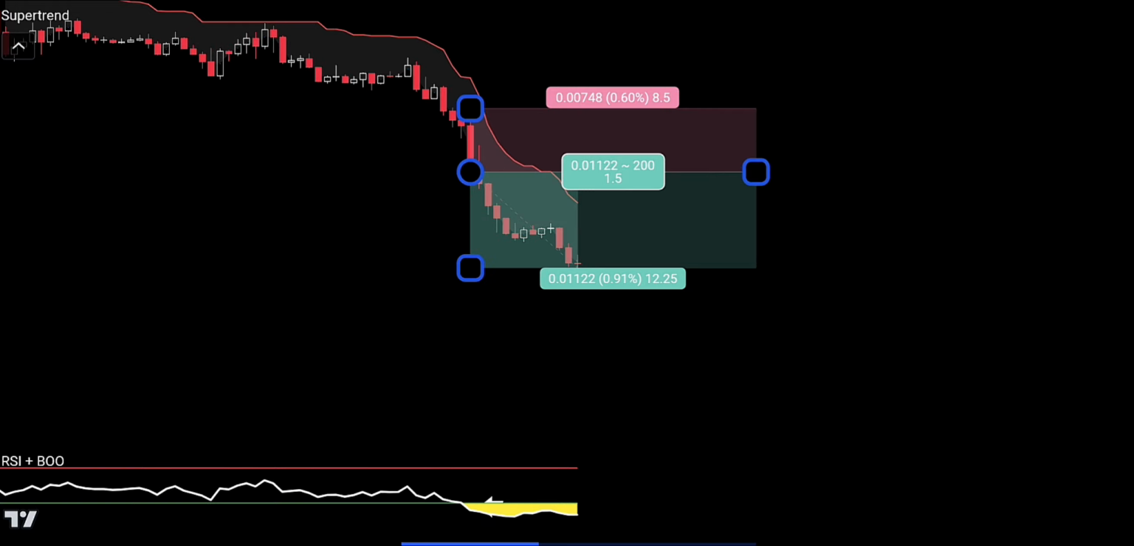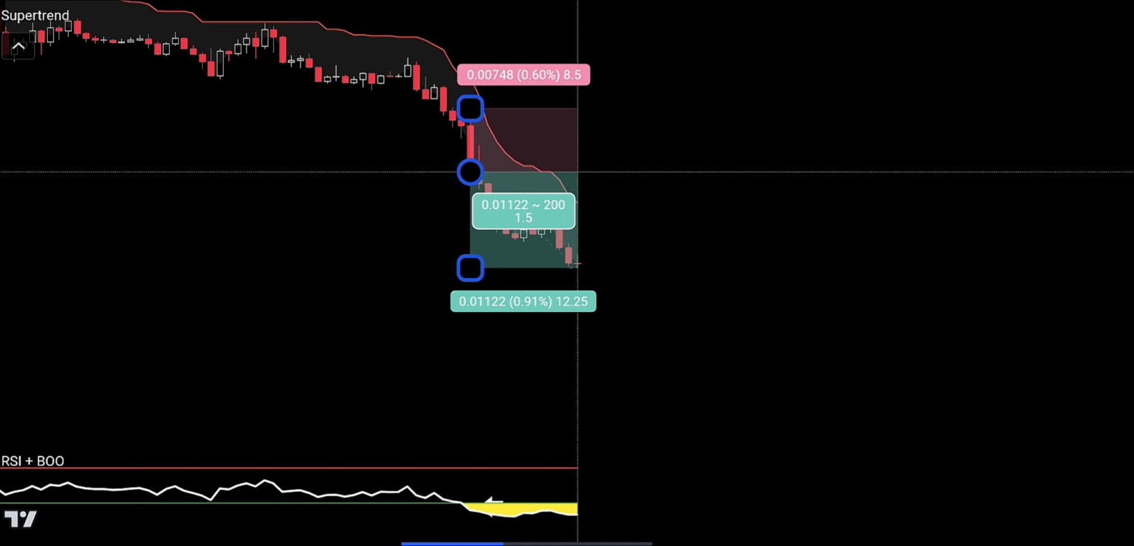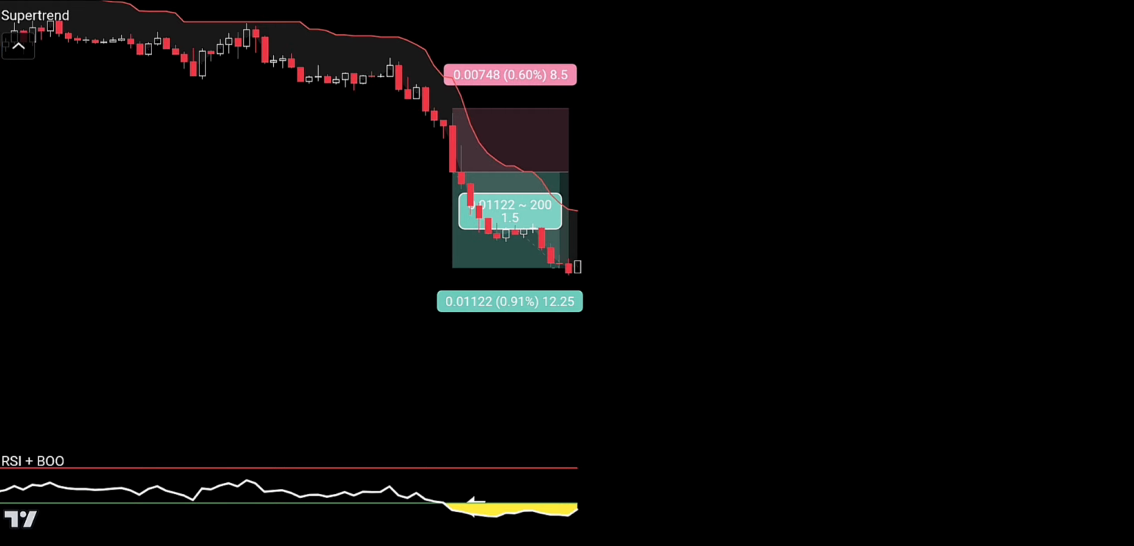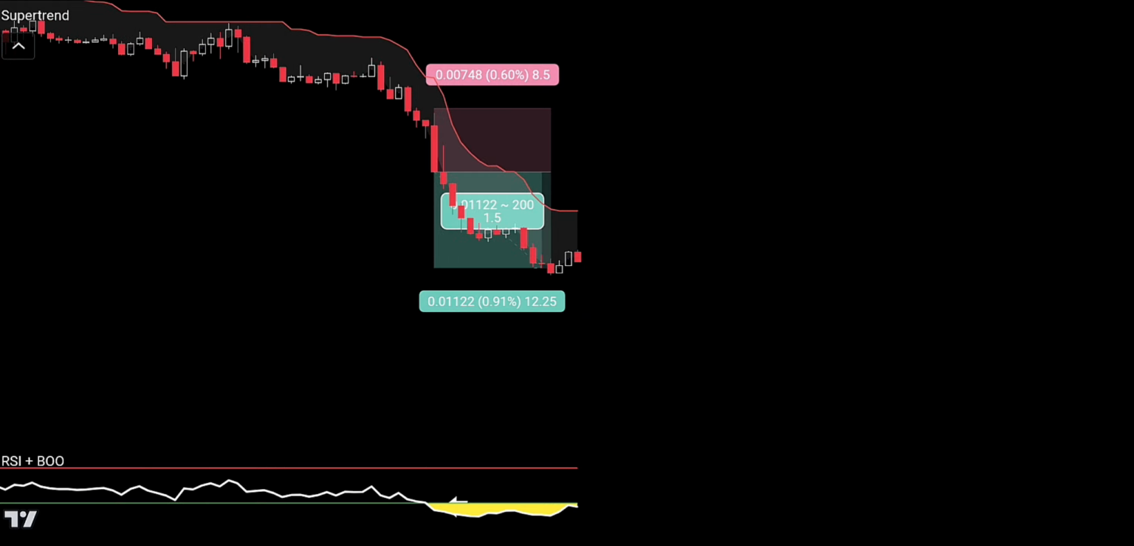We achieved the reward level of 1 to 1.5. After this level, we will use the super trend line as a stop loss guide to ourselves, and we'll shift our stop loss level as long as the price continues down.